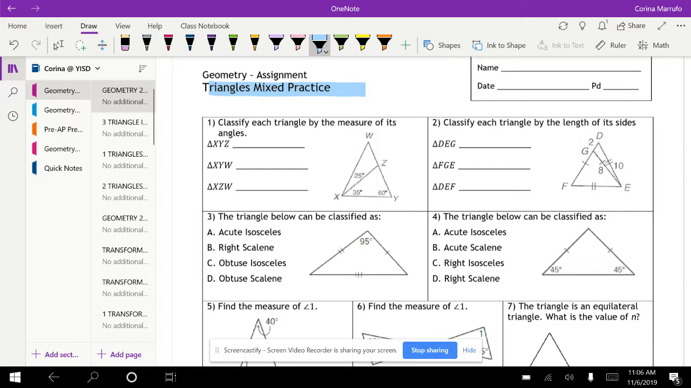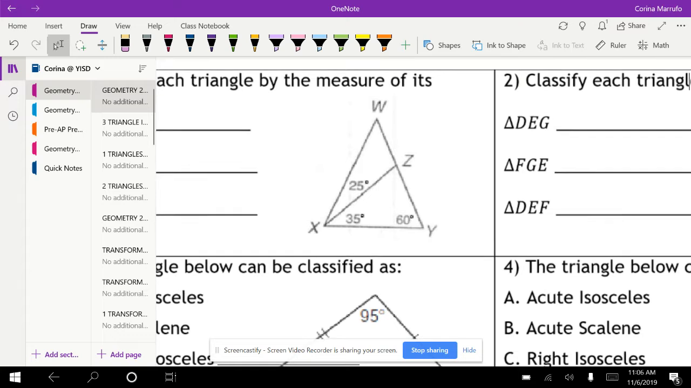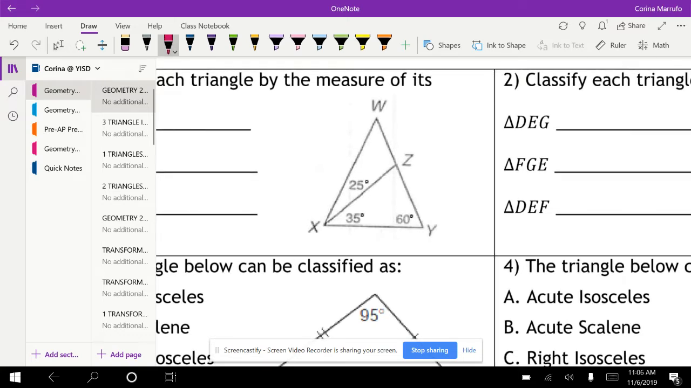In order for us to classify this triangle, we need to find all of the angles. So we know that this angle is 35, this one's 60. So if we do 180 minus the 35 plus the 60, sorry, I'm getting into the other problem. That is going to give us 85. So that means this angle in here is 85.